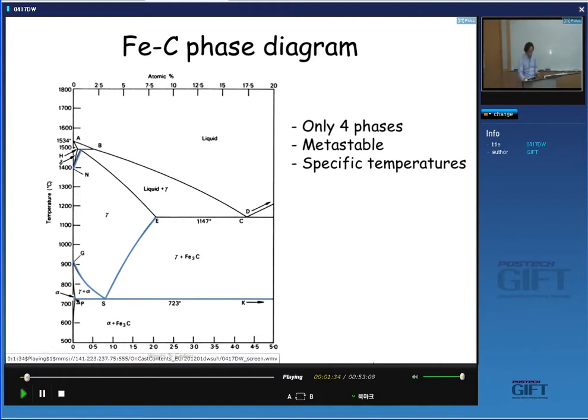This is the well known iron carbon phase diagram. I hope you are familiar with it, aren't you? As you can see in this phase diagram, there are only 4 phases: liquid, austenite, ferrite, and cementite. Actually, strictly speaking, this phase diagram is not the equilibrium diagram. Why?